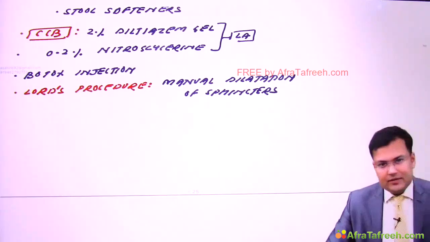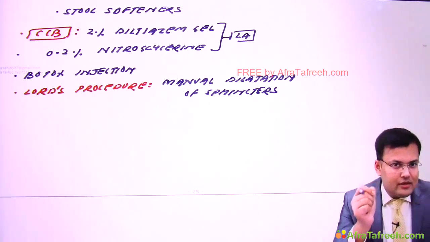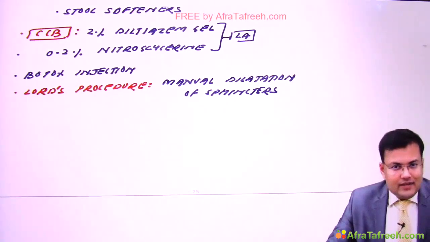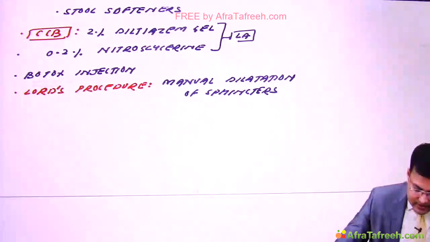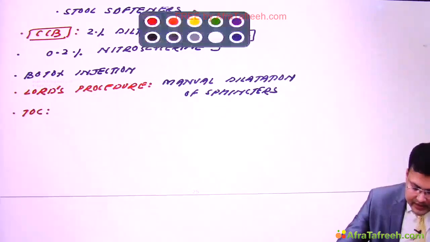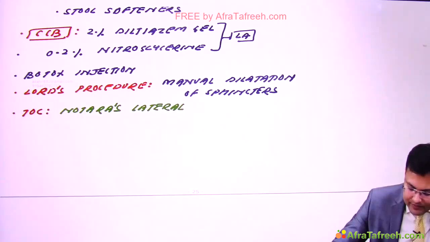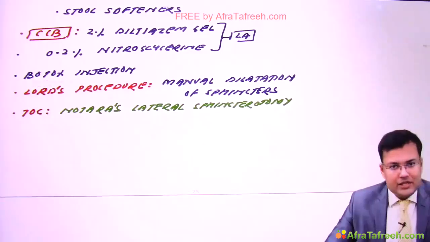What is the treatment of choice? We have to divide certain fibers of sphincter laterally, and the name of this procedure is Notaras lateral sphincterotomy. So what's the treatment of choice? The name of this procedure is the Notaras lateral sphincterotomy. So this is the Notaras lateral sphincterotomy, which is the treatment of choice. So this is how we treat patients of fissure.